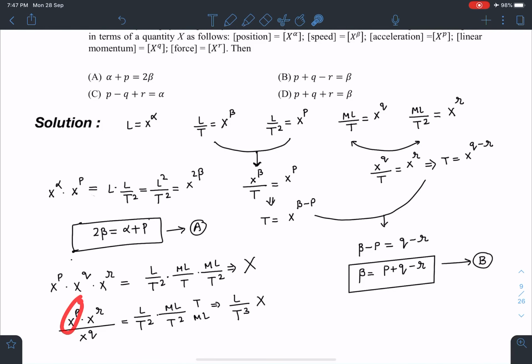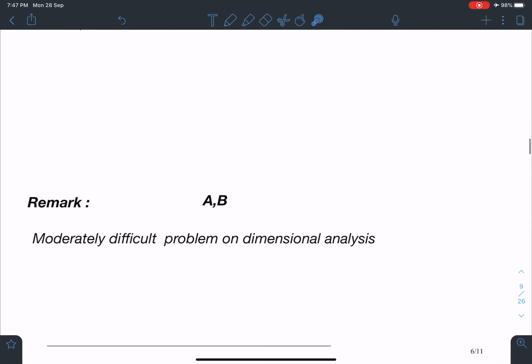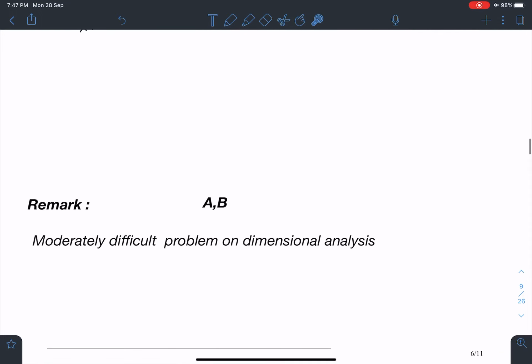So x to the power p multiplied by x to the power r divided by x to the power q. When I do that, I am getting some unknown number. So D is also not my answer. So correct answers are A and B. And it's a moderately difficult problem. Though I'll still call it on the easier side.